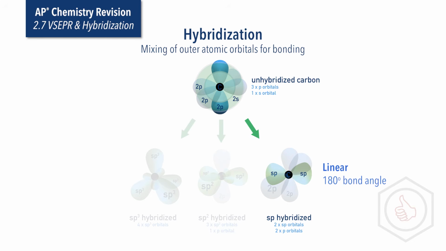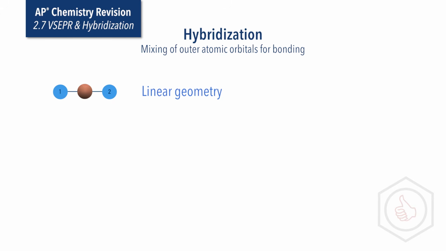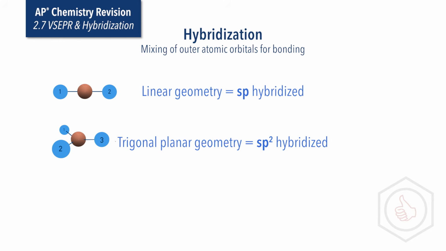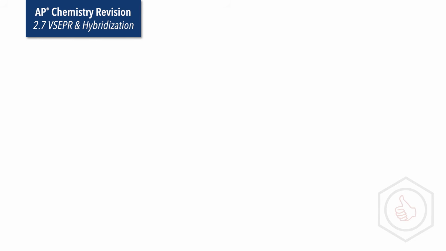Because of this pattern, we can very quickly determine the type of hybridization a central atom in a molecule has based on its molecular geometry. If it's linear, that would mean sp hybridized. If it's trigonal planar, sp2 hybridized. And if it's tetrahedral, sp3 hybridized. Outer d orbitals can get involved in hybridization as well, but we don't need to worry about that at this stage in the course. We can classify covalent bonds as being either sigma or pi bonds.